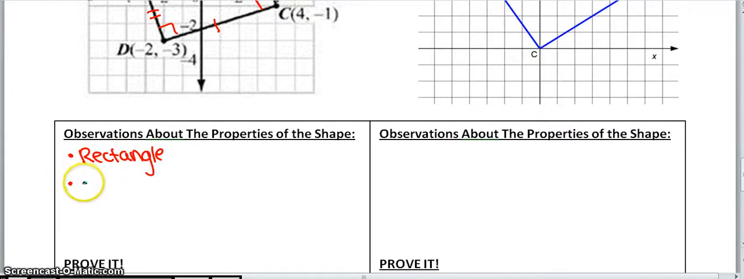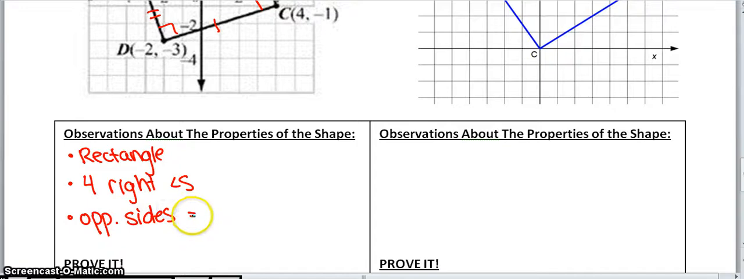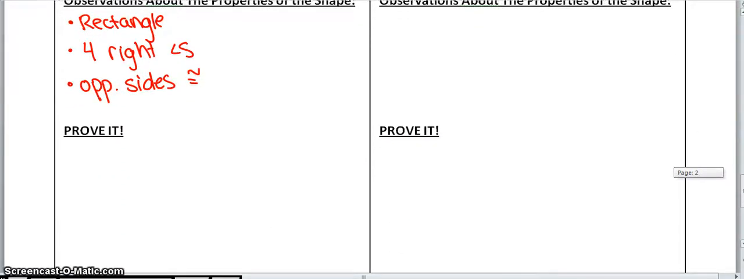It looks like there are 4 right angles. Okay, looks like opposite sides are congruent. Now, it's not enough, as we've learned, to say it. You have to prove it with math.